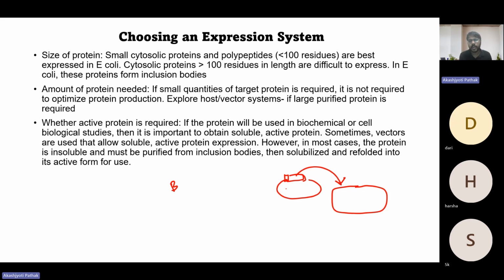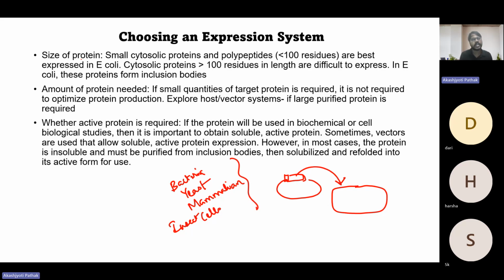So you can transform, or you can put your cloned gene of interest inside bacteria. You can put it inside yeast. You can put it inside mammalian cells. You can put it inside insect cells. Okay, so how will you decide which host cell to use? How do you decide this?